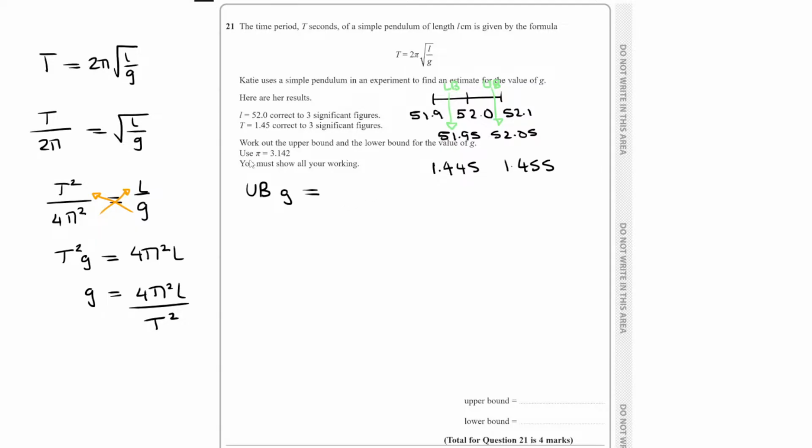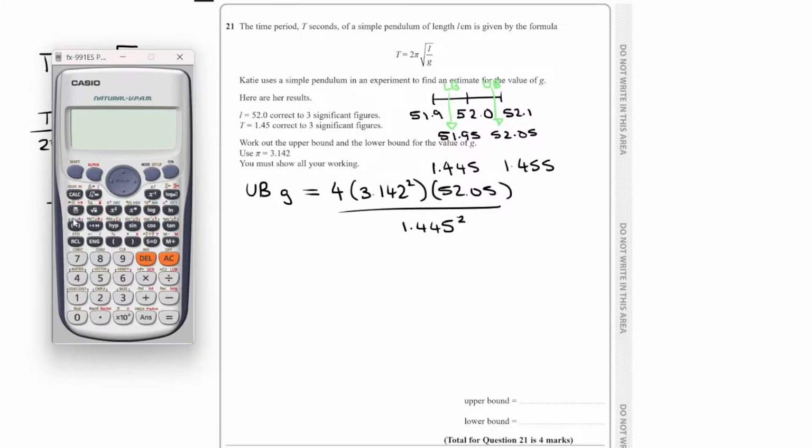Okay, so now I can just sub them in, right? Don't forget the rest of your formula. So we have pi squared, but they've said to use 3.142 squared, and then L. For the upper bound of G, we need the biggest numerator. So the upper bound of L, which was 52.05, divided by the lower bound of T. However, it is still squared, so don't forget to square that one. I guess it's just kind of a hard formula, isn't it? I guess we don't really need the bracket there, do we?